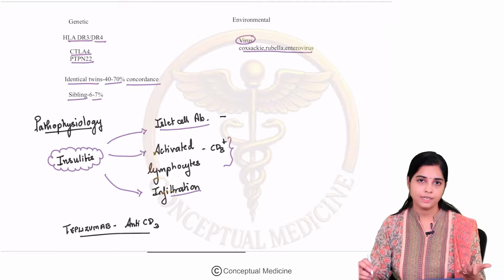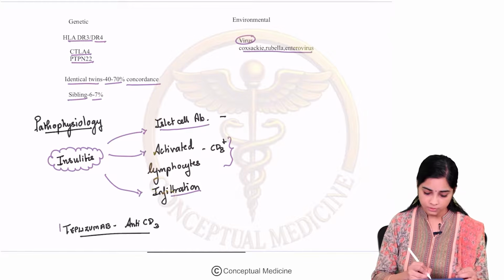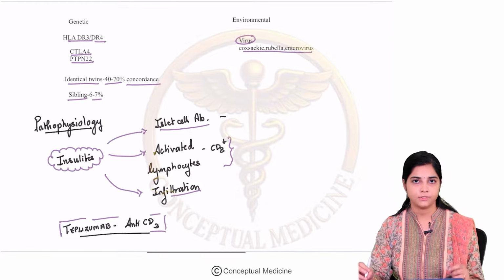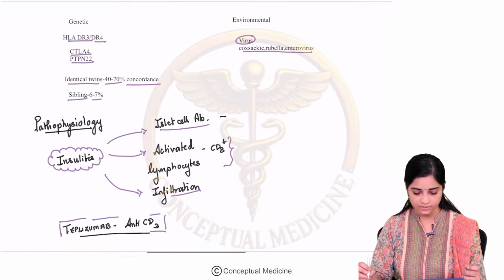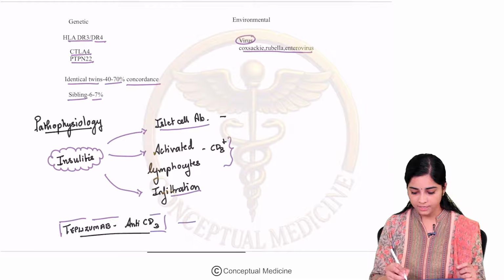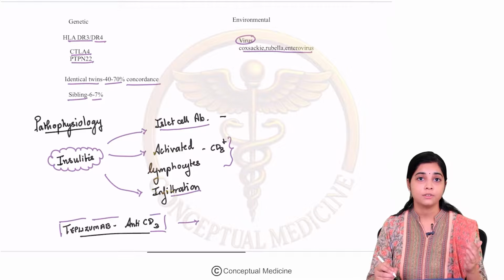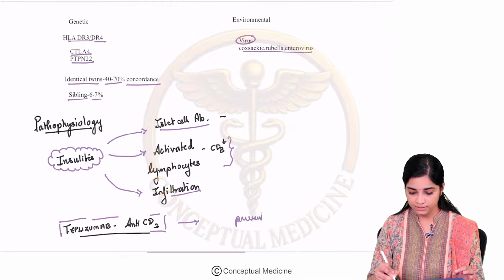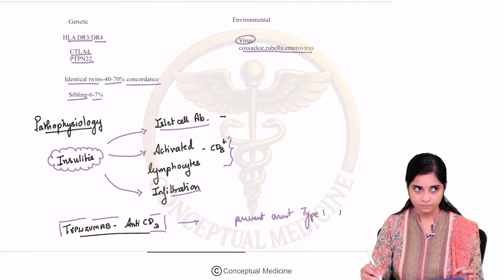After understanding all of this, there is a new drug which has been released into the market, called teplizumab. Teplizumab is an anti-CD3 molecule which has been in trials to show that in stage 1 or stage 2 itself, if you inhibit this autoimmune process, you can prevent overt type 1 diabetes.